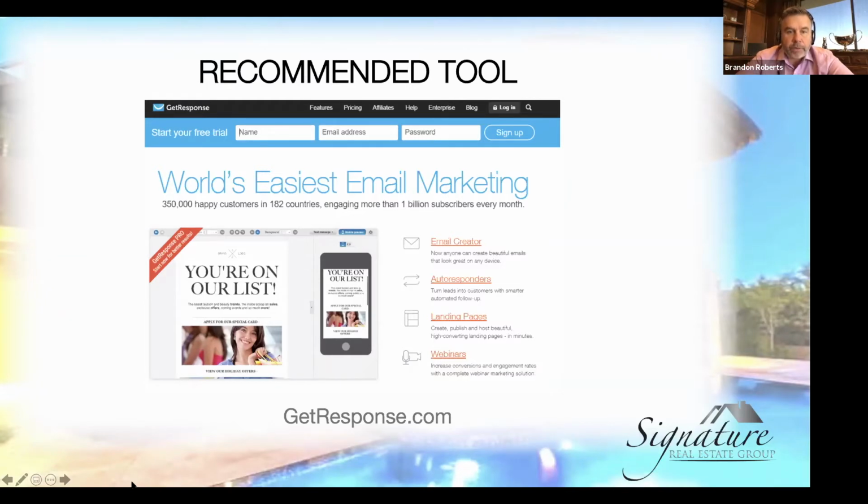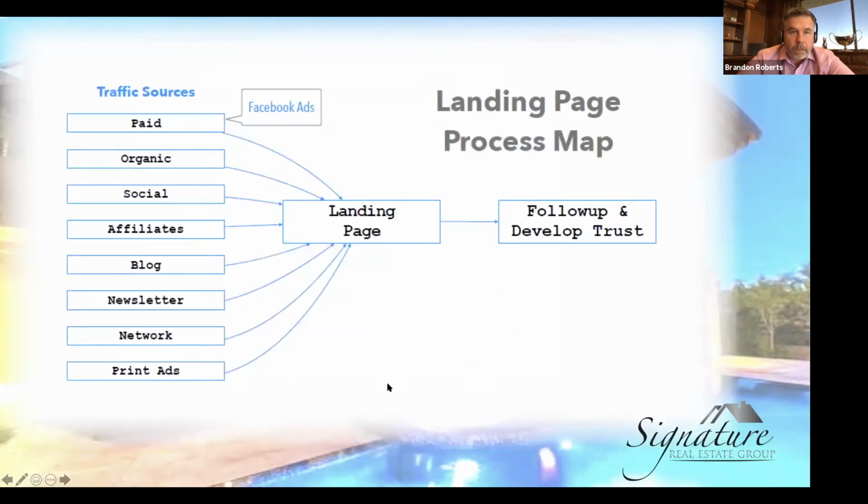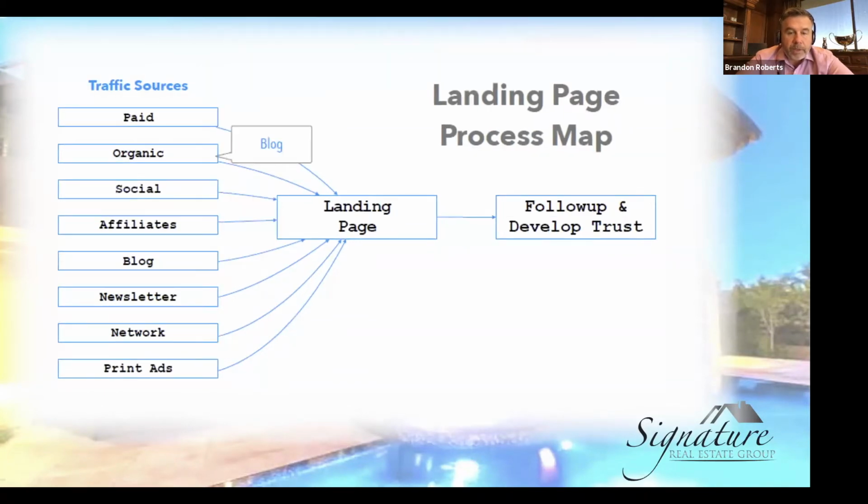Another tool that you might want to look at is called getresponse.com. GetResponse can help you create emails, autoresponders, landing pages, and run webinars. So paid would be Facebook. Organic would be your blog.